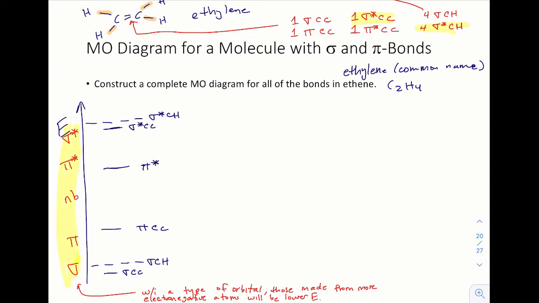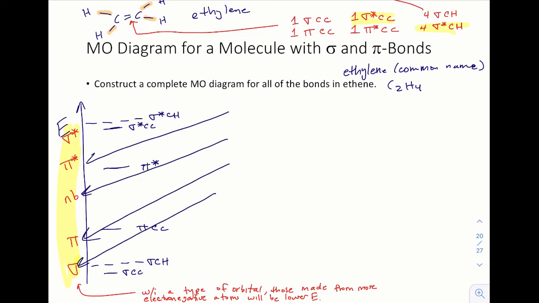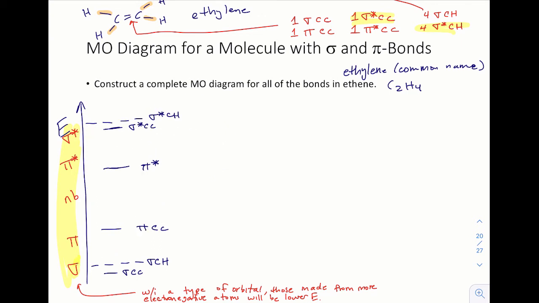Bonding is the lowest energy, where sigma bonds are lower energy than pi bonding orbitals, then non-bonding, then pi star, then sigma star. And then if we had orbitals of the same type made from different atoms, those made from more electronegative atoms, we made lower energy.